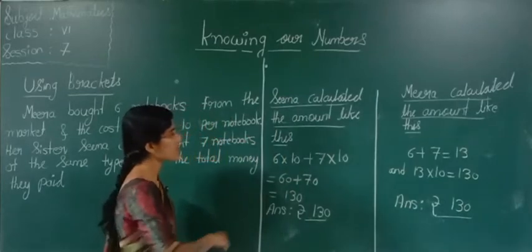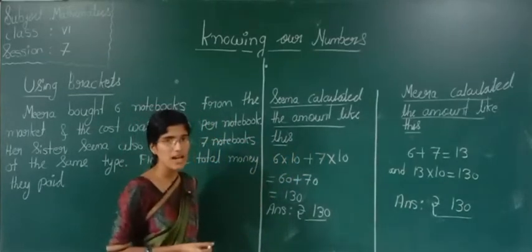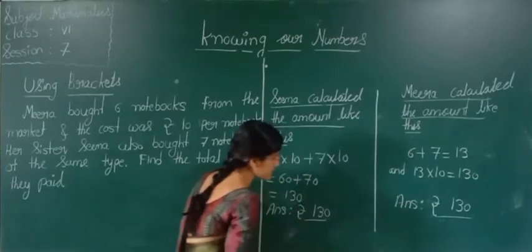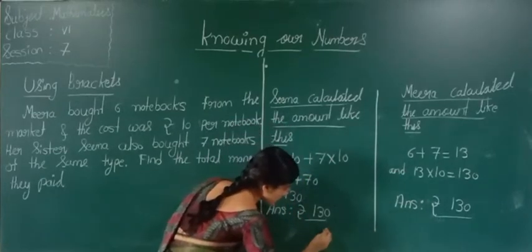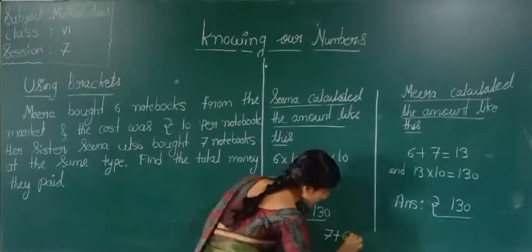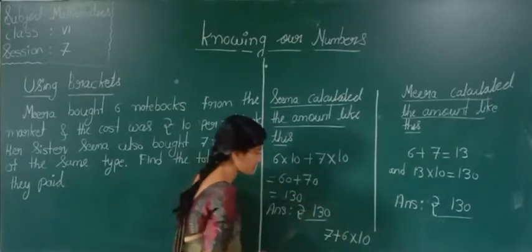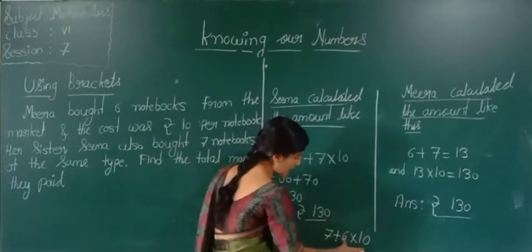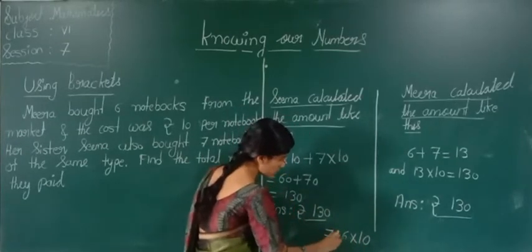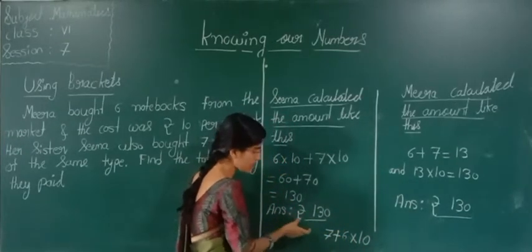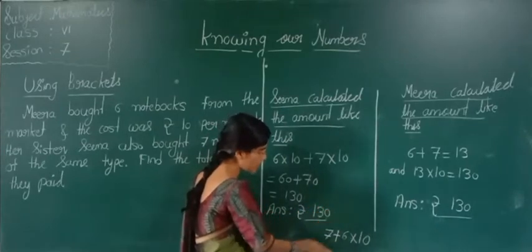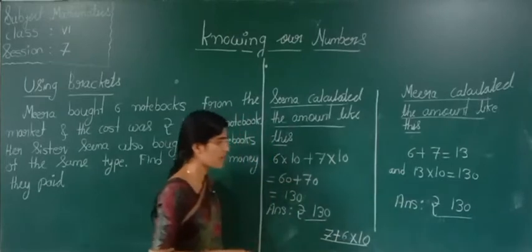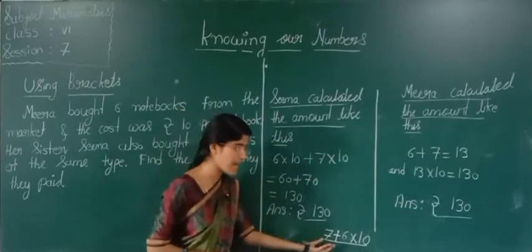Now, Seema will explain what Meera had done. Seema says 7 plus 6 into 10. Okay, Seema says how Meera had done it. No, she will explain. Seema will explain that Meera had done it like this.